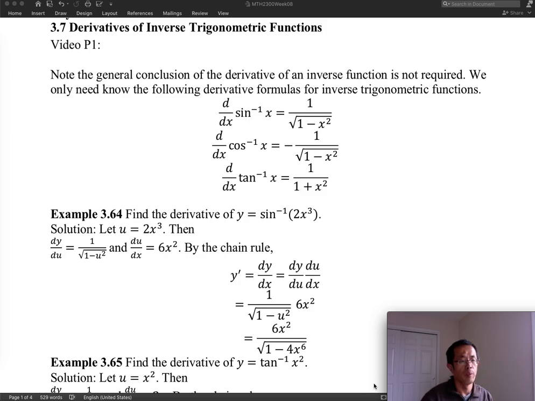Hello everyone, welcome back to Calculus. This time we are studying section 3.7, derivatives of inverse trigonometric functions.